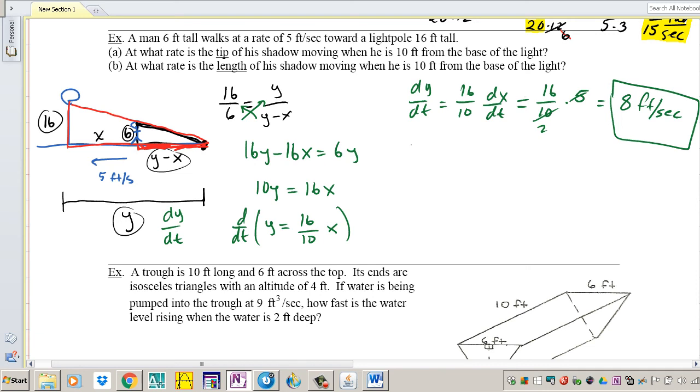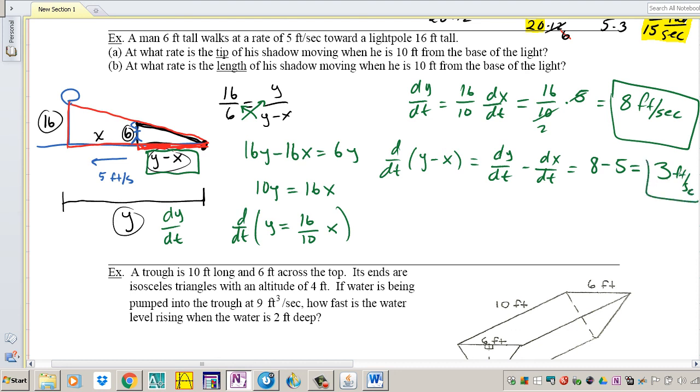Letter B says, at what rate is the length of his shadow moving when he is 10 feet away from the base of the light? Well, the length of his shadow is defined by y minus x. And if we want to find the rate of that length of the shadow, then we've got to take the derivative with respect to time of y minus x, which will give us dy/dt minus dx/dt. Since we know what dy/dt and dx/dt are, we can say that it's 3 feet per second. And that's it for this example.